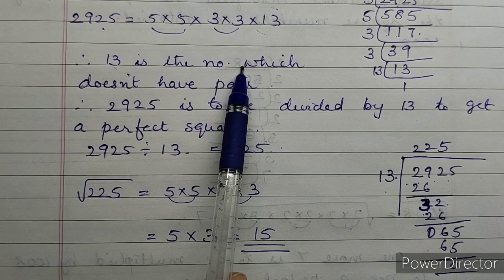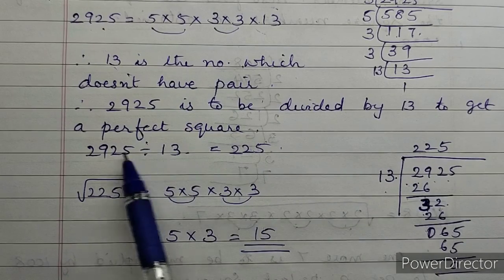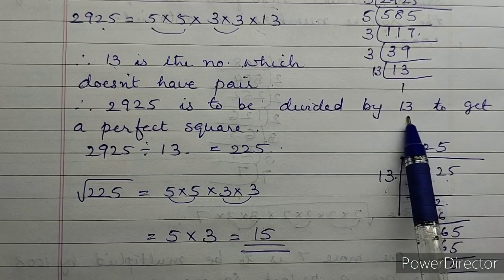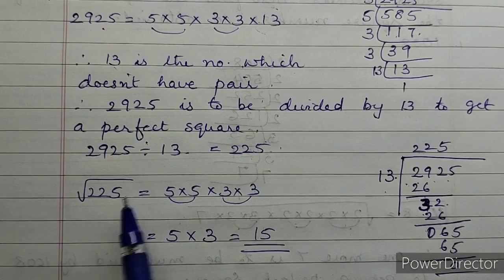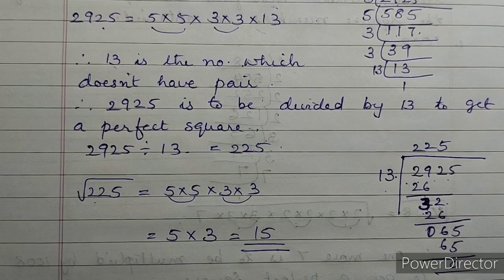So 13 is the first answer. 13 is the number which doesn't have a pair, and 2925 has to be divided by 13 to get a perfect square. So the first answer is 13. The new number after division, 225, is the new number. The new number's square root is 15. That is the second answer.